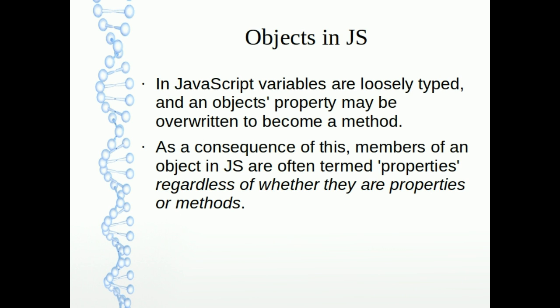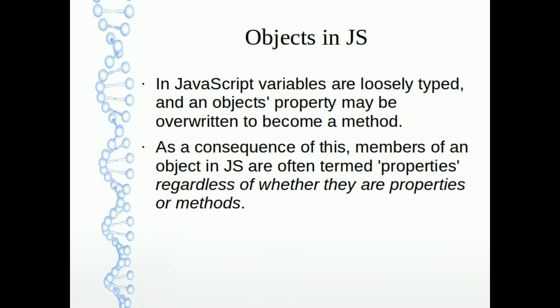Variables in JavaScript are loosely typed, and this means that a variable which contains a string can be changed to contain a number or a boolean, meaning true or false value, at any time. Changing the data type of a variable does not result in any errors because in JavaScript variables are loosely typed. As a result, an object's property may be overwritten at any time to become a method, or one of its methods could be overwritten to become a property. As a consequence of this, in JavaScript an object's members are often termed properties, regardless of whether they are properties or methods. In JavaScript there are many ways of creating objects.